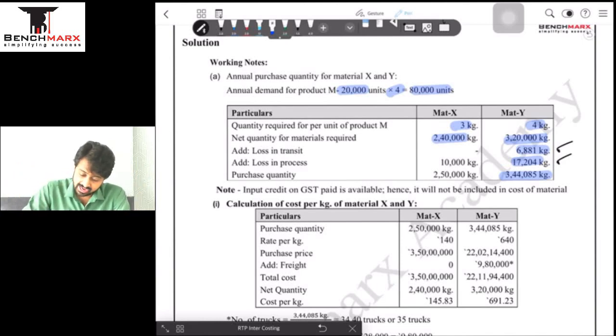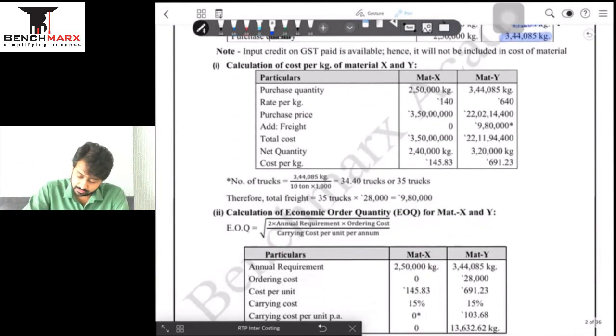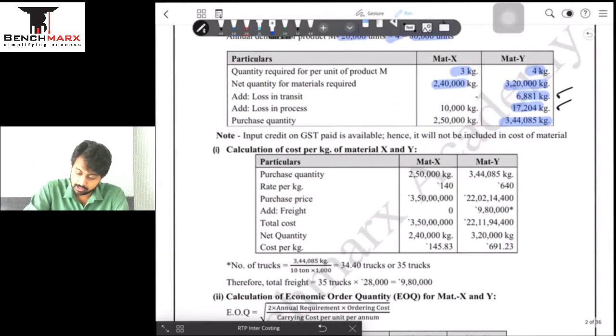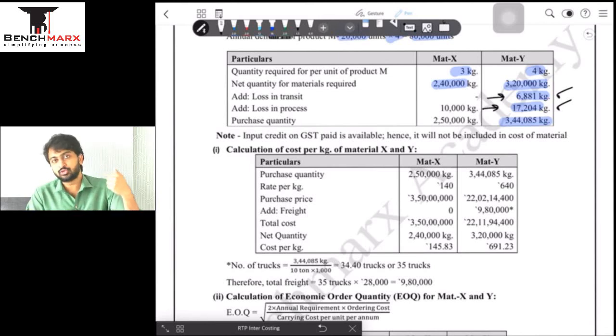Okay, now ICAI hasn't shown the working of this, but you will have to show the working in the exam. Don't show 6881 and 17204 directly, show it through mathematics. So 320 pertains to 0.93, what pertains to 100? Once I get 100, then its 2% and its 5%.